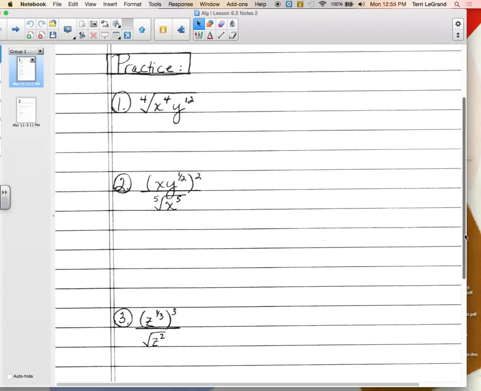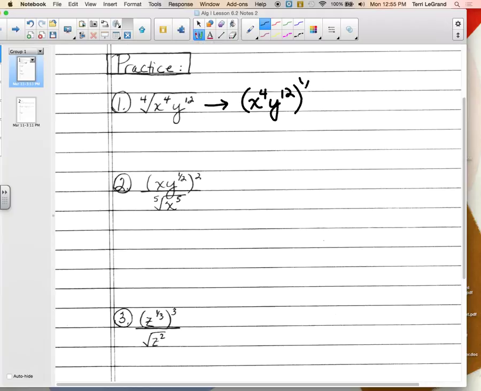So let's write that as a fraction power and get rid of that radical sign. So let's first take this and rewrite it as the x to the 4th, y to the 12th, to a rational power. So if we're trying to find the 4th root, that's the same as taking it to what power? 1/4. The 1/4 power. So finding the 4th root of something, like they showed it with the radical sign and the index, is the same as taking it to the 1/4 power.